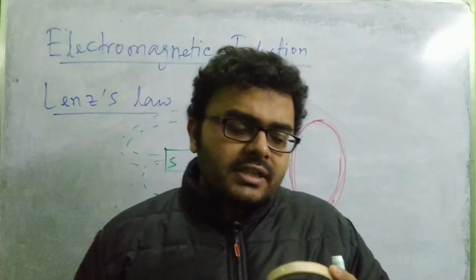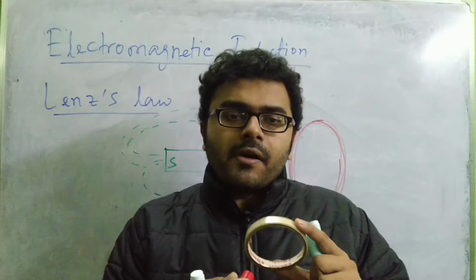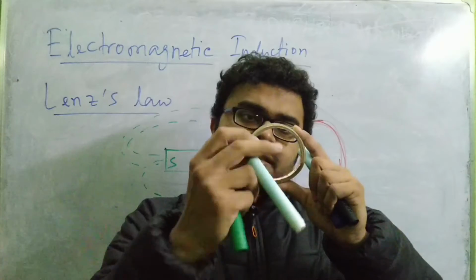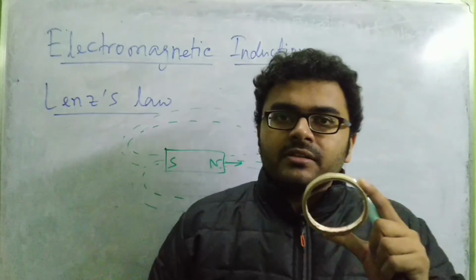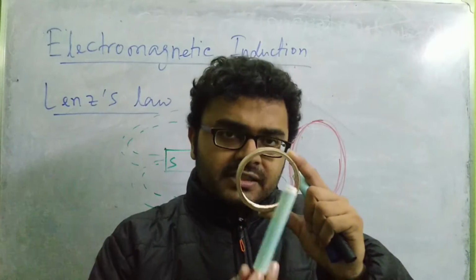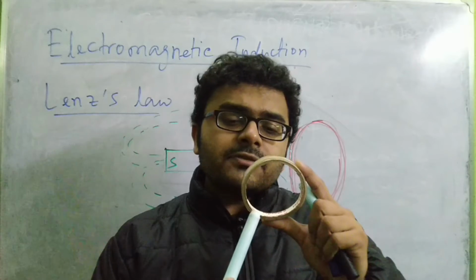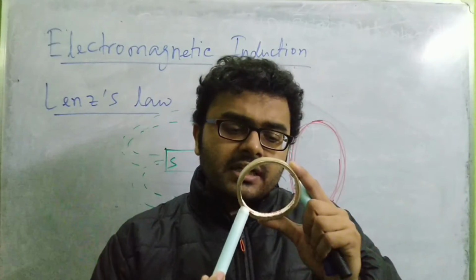So actually, the same polarity is induced in this face of the coil, the face that you are seeing. This is the north pole. When the north pole moves towards this, the same north pole is induced in this face of the coil. That is, in this face you will see the current flowing in the anti-clockwise direction.